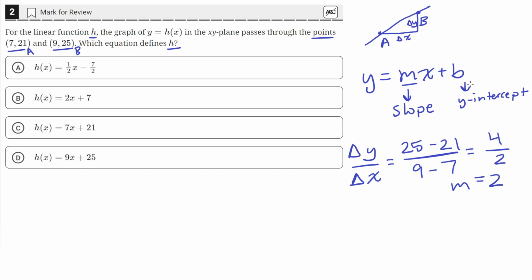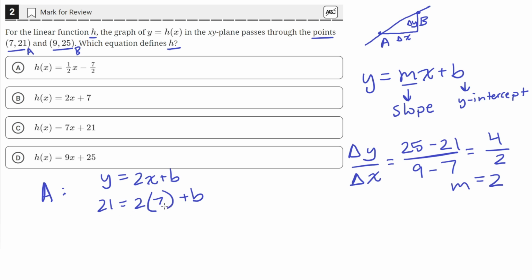Then to find the value of b, we can just plug in one of these points using the slope and solve for b. Let's take point A, for example. We have y equals 2x plus b, where 2 is the slope and b is the y-intercept. We can plug in the values 7 and 21, because these are xy coordinates, into x and y. So y will be 21, and then x will be 7, and we'll multiply that with 2, the slope, and we'll just be left with b.